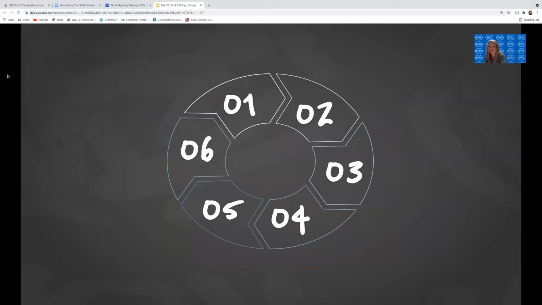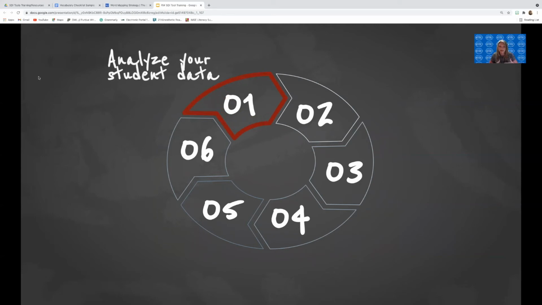When we go through from the start to the end of helping a student get what they need, we have 6 steps. So the first thing is to analyze your student data.